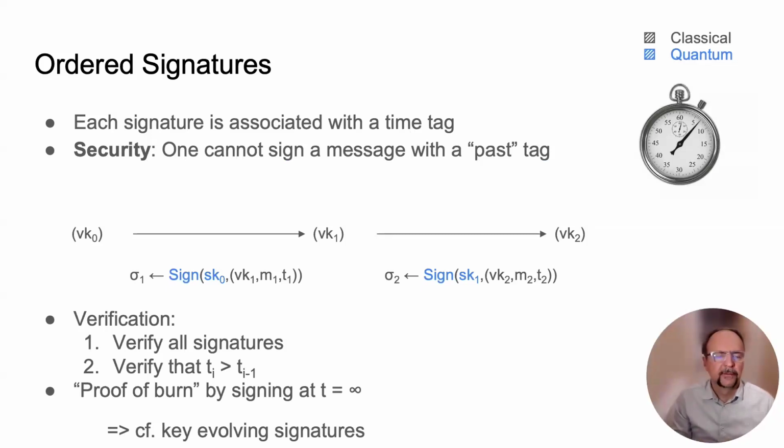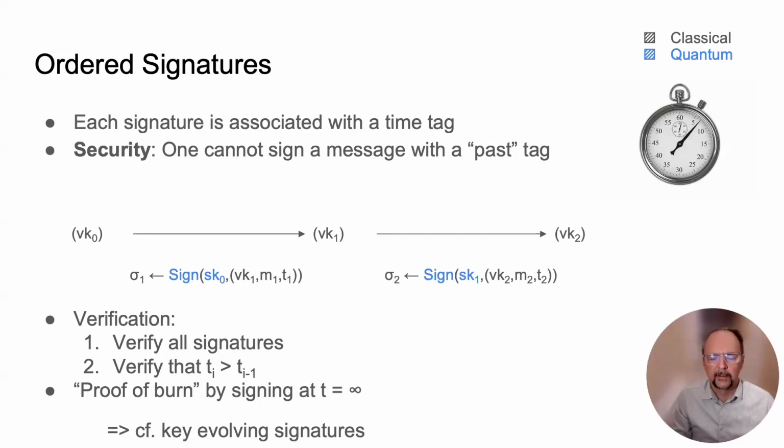I'm moving on to another primitive that we call ordered signatures. In that case, every signature is associated with a time tag, and the security is that we cannot sign messages with tags in the past. So you can think of the ordered signature as this sequence where the signer certifies future keys, again every time using a one-shot signature, and then there's this timestamp that goes only forward. The verification happens by verifying all signatures, and that the sequence of timestamps is forward, and of course the verifier can take into account the current time depending on the use case that ordered signatures are being used.